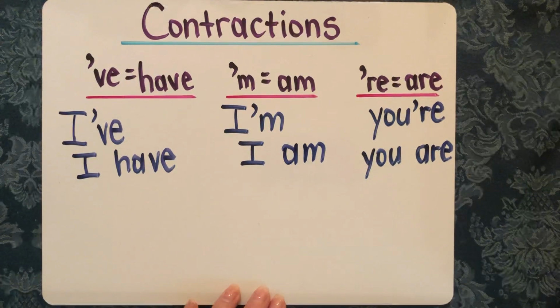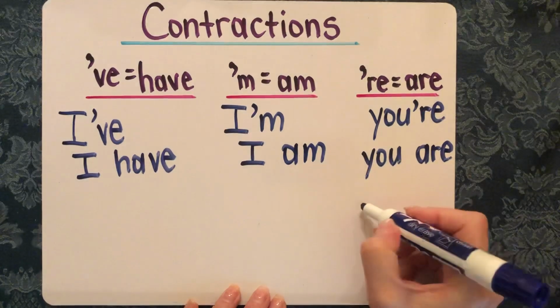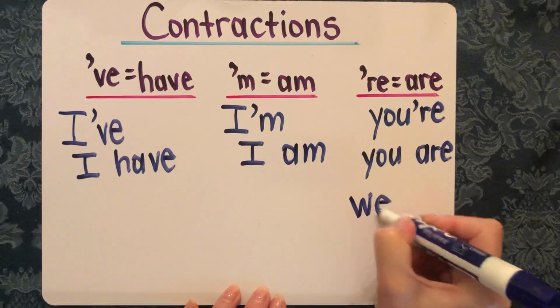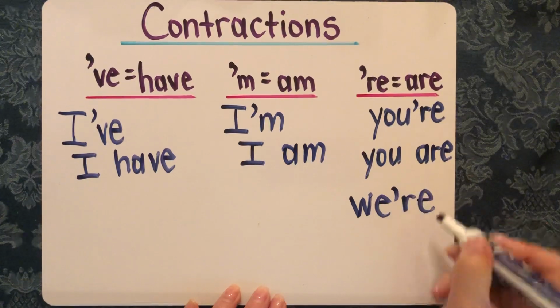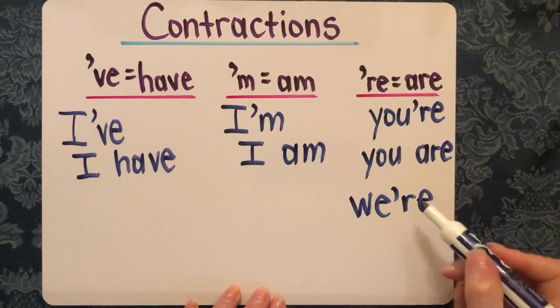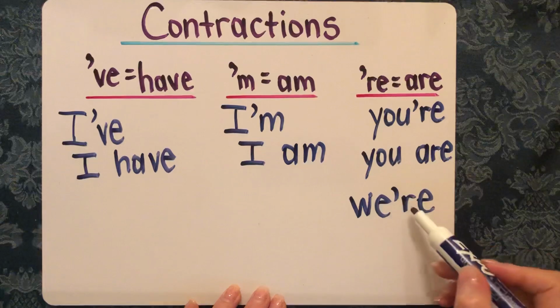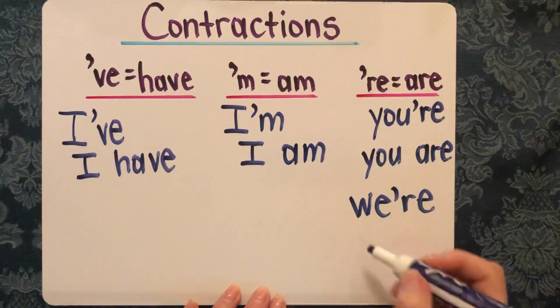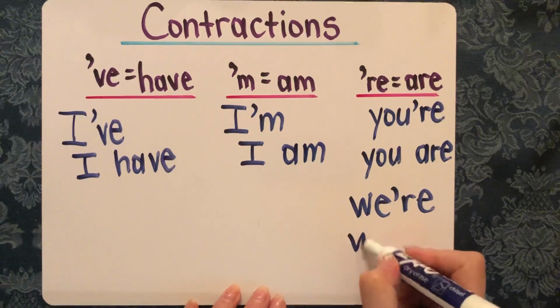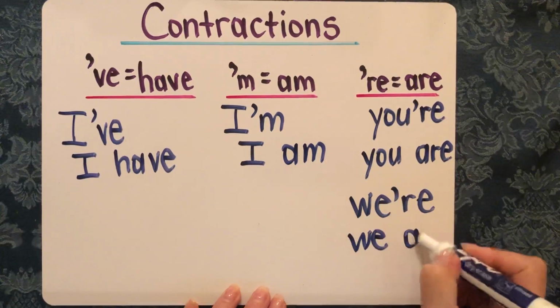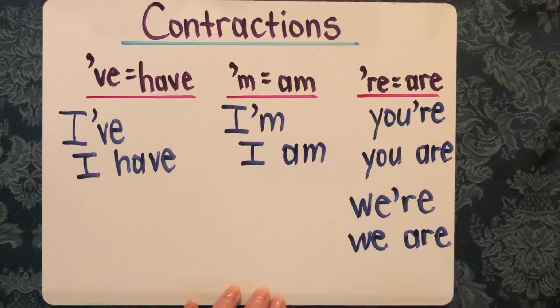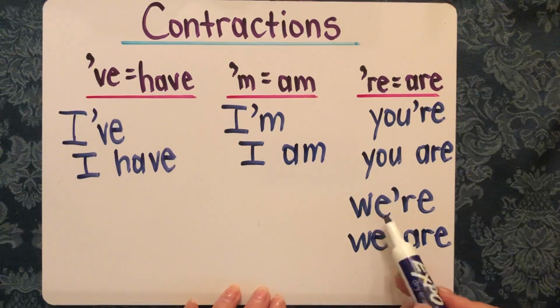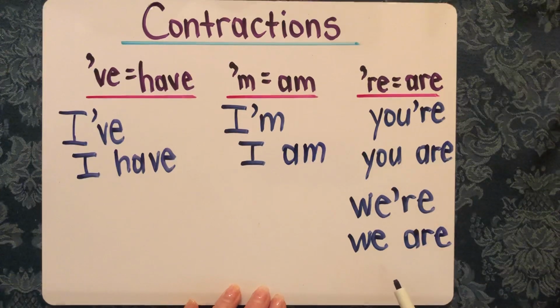Let's look at one more example. I'm going to use the contraction we're. Like we're at the park. Our contraction apostrophe RE stands for are. So contraction we're takes the place of the words we are. It's a short way of saying we are. So the contraction we're is a short way of saying we are.